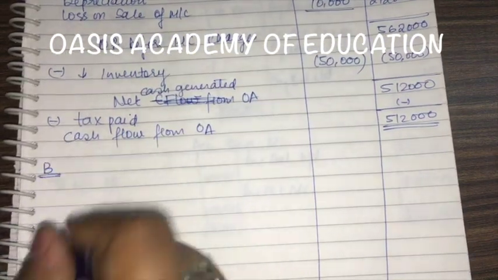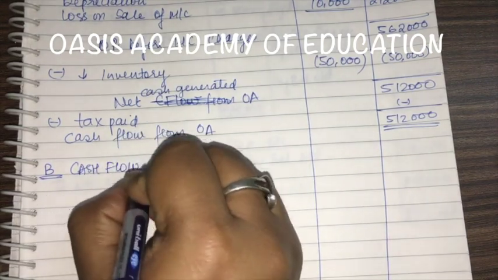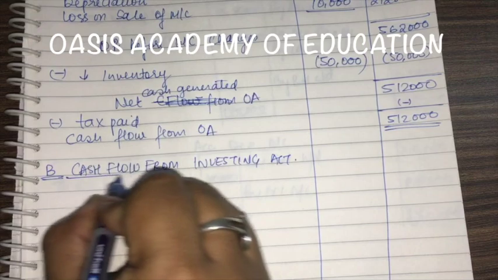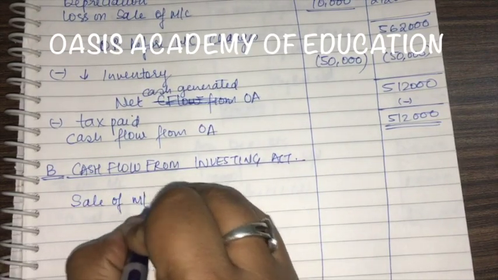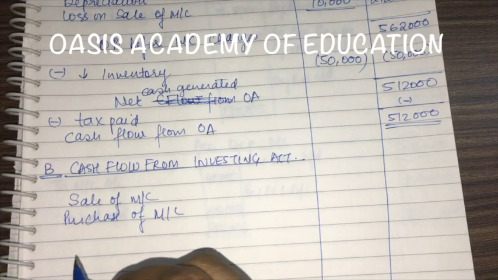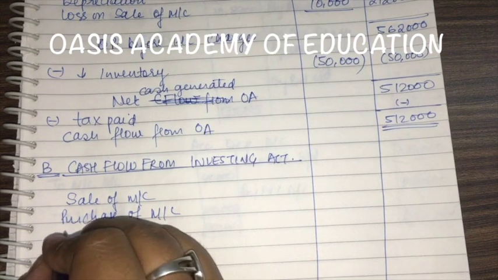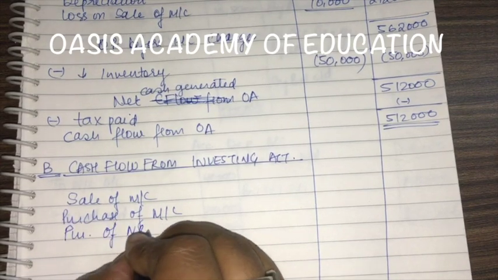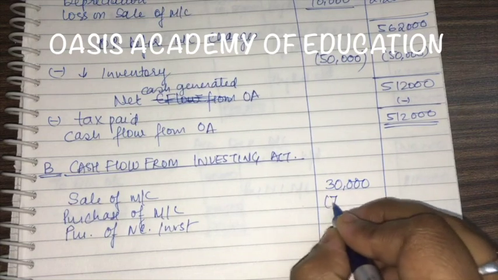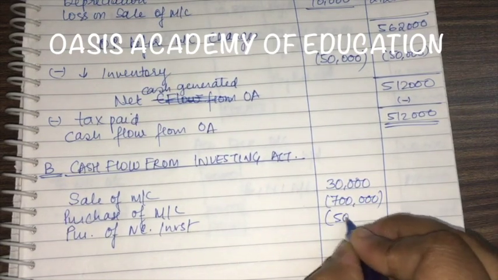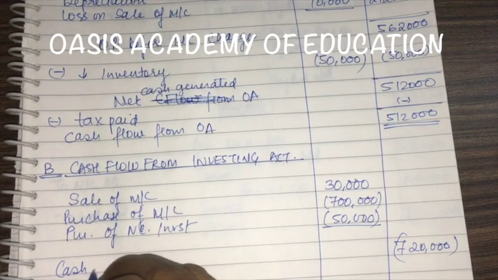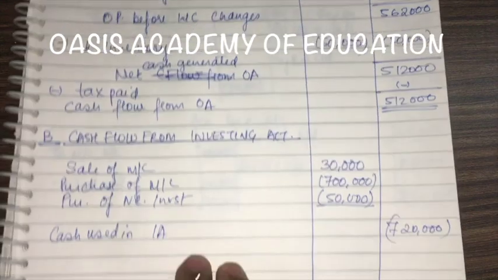Moving on to the B part, that is cash flow from investing activities. Isme ek aayega sale of machinery, purchase of machinery, right. And further agar aap dekhenge ek fixed asset mein non-current investments bhi hain, so you also have purchase of non-current investments, right. So 30,000 positive mein, 7 lakh negative mein and 50,000 negative mein, comes out to be 7,20,000 negative mein. So this is cash used in investing activities, right?